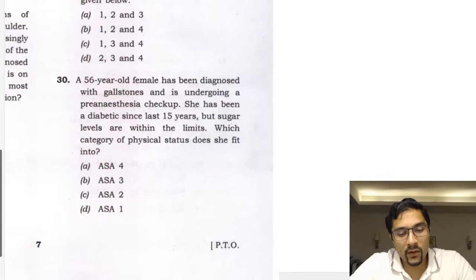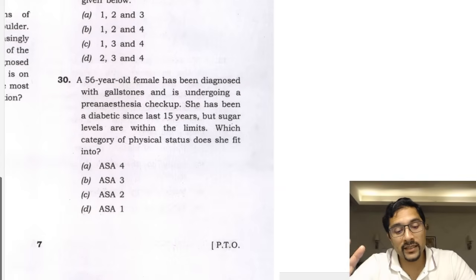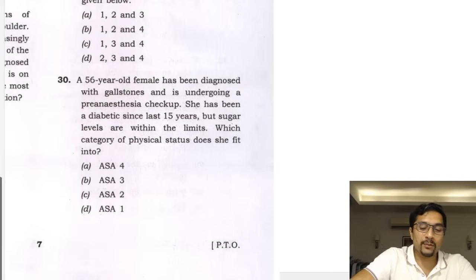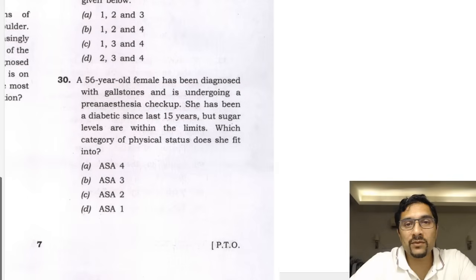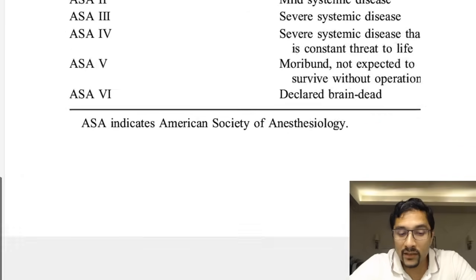Now, a 56-year-old female is diagnosed with gallstones and is undergoing a PAC, pre-anesthetic checkup. She has been diabetic for the last 15 years, but sugars are within limit. Which ASA does she belong to? Now, we know ASA 1 is when the patient is completely fit, no illness. Two is illness which is controlled. So this is what will be the case here, because her diabetes is under control.